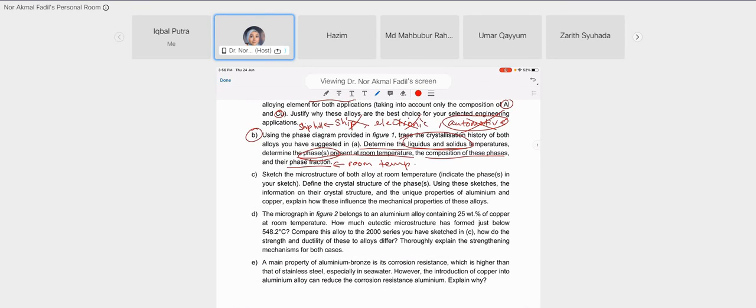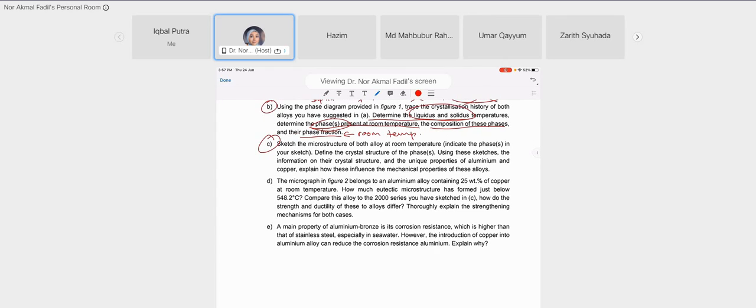Sketch the microstructure of both alloys at room temperature. Indicate the phases in your sketch. Define the crystal structure of the phases. Using these sketches, the information on their crystal structure and the unit properties of aluminum or copper, explain how this influences the mechanical properties of this alloy. So, for example, you take aluminum copper, which has aluminum as the main alloy, 8%. Just now we selected 8%.